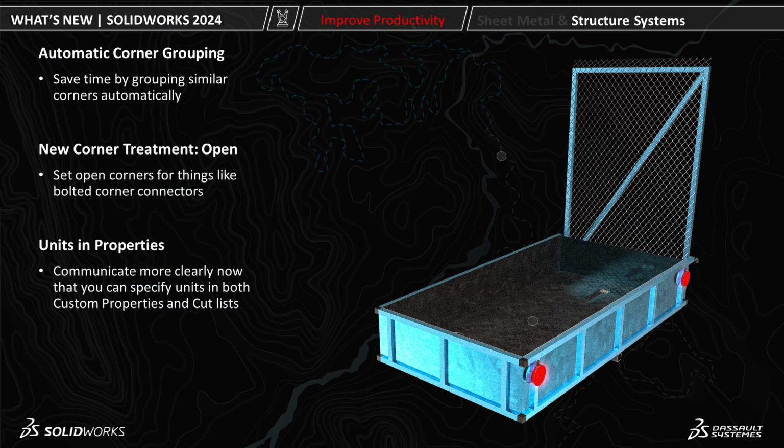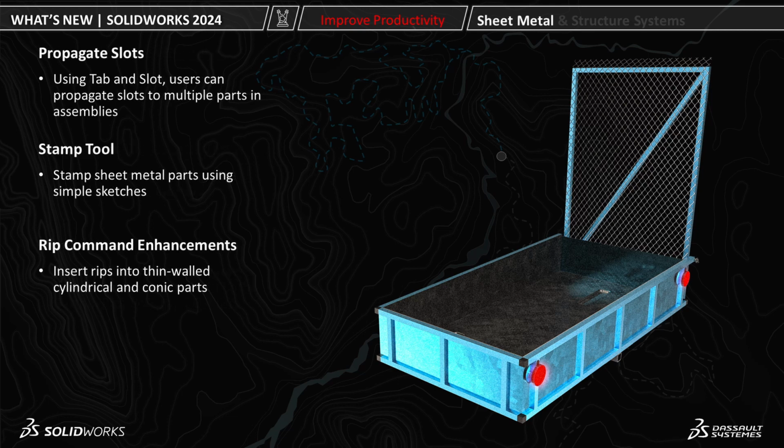As a review to the enhancements to the structure systems in SOLIDWORKS 2024, we're now able to move directly into automatic corner grouping upon exiting a structure system command. We have a new corner treatment option as open corner, and we're now able to add units in properties. For enhancements with sheet metal capabilities in SOLIDWORKS 2024, we're now able to propagate slots. We're able to use the stamp command, which is new to 2024. And we have enhancements to the rip command, allowing us to rip cylindrical and conical components.